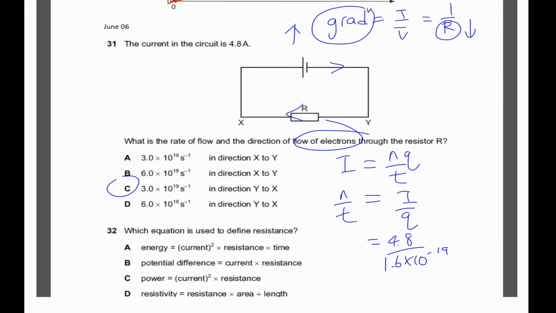Alright, so for this question, they want to find the rate of flow. That means number of electrons per second. So you use the formula I equals NQ over T. Therefore rate of flow, meaning number of electrons per second, is N over T equals I over Q. So the current here is 4.8 amperes and the charge here is 1.6 times 10 to the negative 19. So that is the rate of flow of electrons, but they also want the direction.